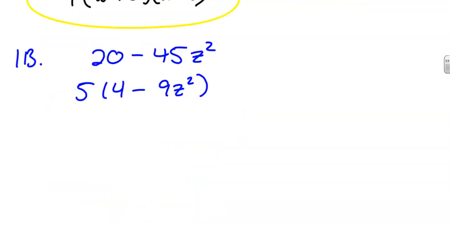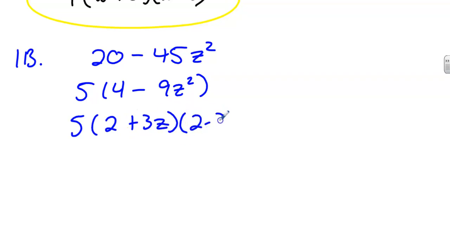If you divide them both by 5, that leaves you with 4 minus 9z squared. And once you take the 5 out, 4 is a perfect square, 9 is a perfect square. So that leaves you with 2 plus 3z and 2 minus 3z.